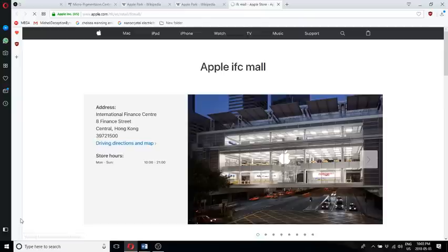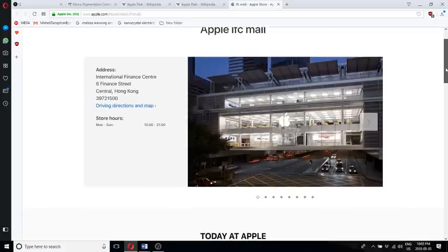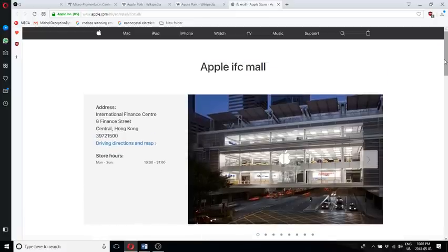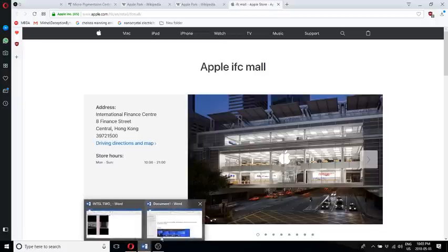Yep, that picture is this Apple IFC Mall, and it's in central Hong Kong. So that is what that picture is. So Q is showing us the Apple IFC Mall at International Finance Center, 8 Finance Street, Central Hong Kong. So this is Hong Kong.